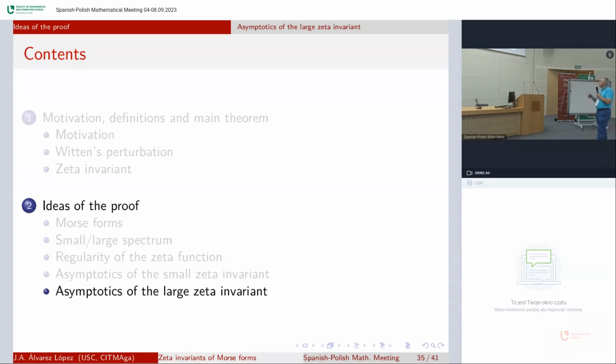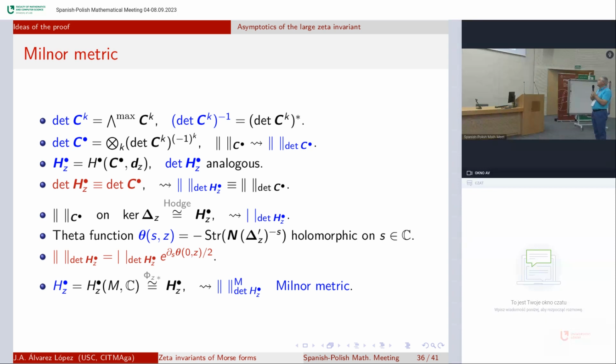For that, we have to make some more definitions. The determinant of the Morse complex of K is, by definition, the top wedge product of that space. So we take the wedge product of the degree equal to the dimension, and we write -1 when we take the adjoint. These are the spaces of dimension 1.